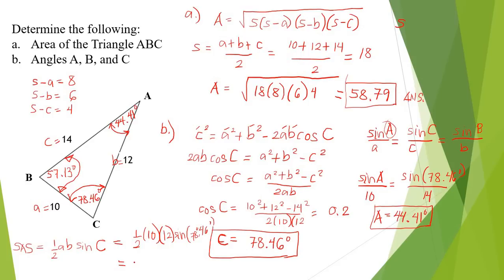So our answer, computing for these values, with the result of this operation, we have 58.79 square units. Again, guys, we still have the same result in computing for our area.